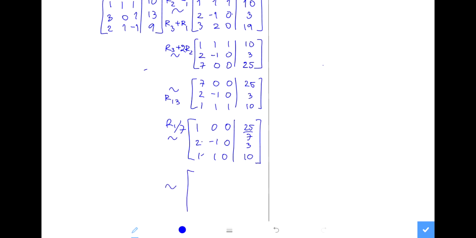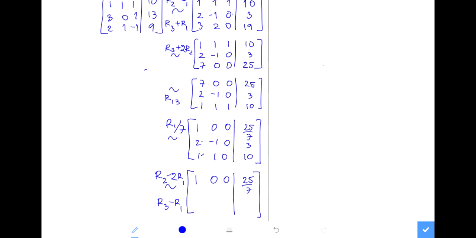I will not change my R1. I have 1, 0, 0, 25 over 7. I'm gonna do R3. Your number 1 will be gone. You have to minus it out from R1. You must be minus with R1. And then go back to R2, right? R2 has like 2. So I'm gonna do R2 minus 2 times of R1. Like this.